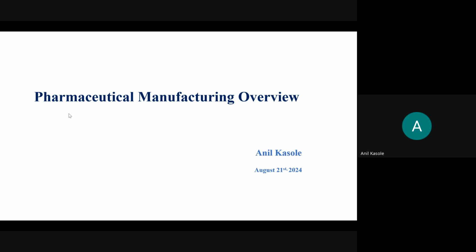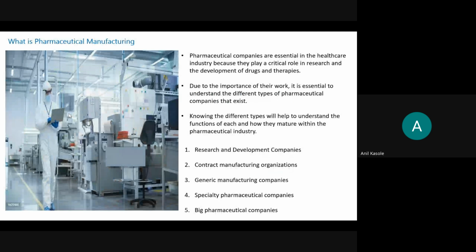I will go with the very basics. Maybe a few of the terminologies we are familiar with, but it's better to go with the flow and understand each and everything here. So we all know what pharmaceutical manufacturing is, right? It is where tablets or any medicines are made in the industry, so that is the pharmaceutical industry. I just added a few notes on the right-hand side so that we all know why this industry, the pharmaceutical industry, is essential.